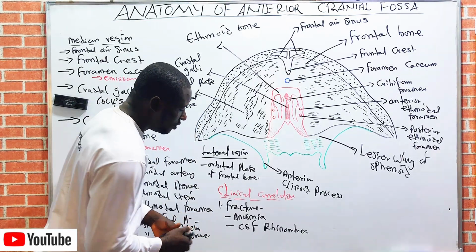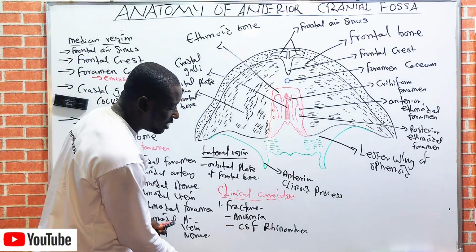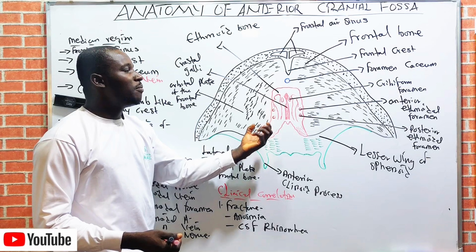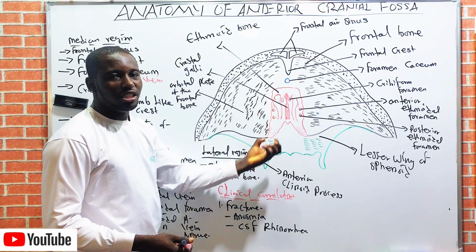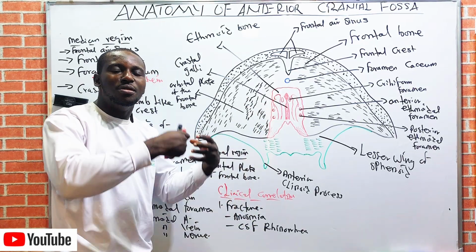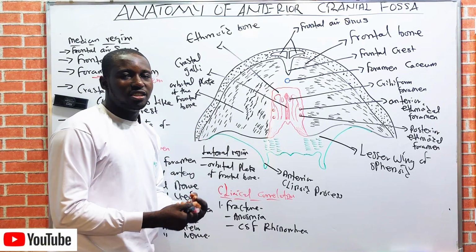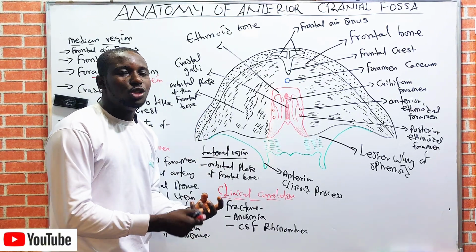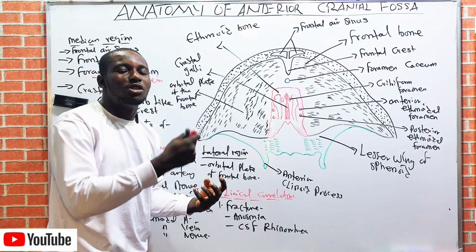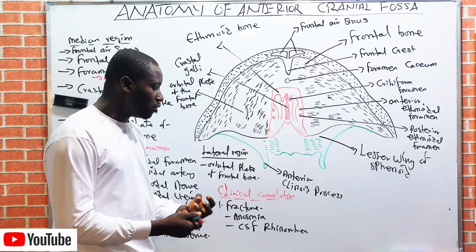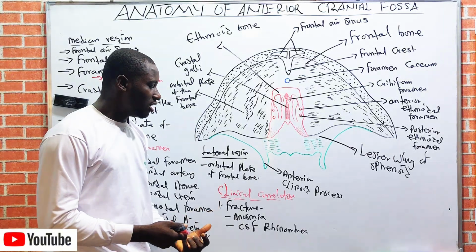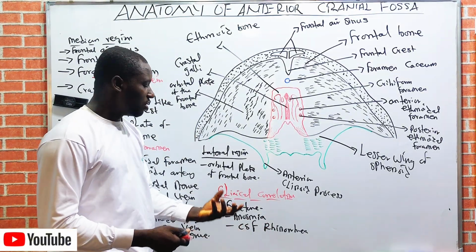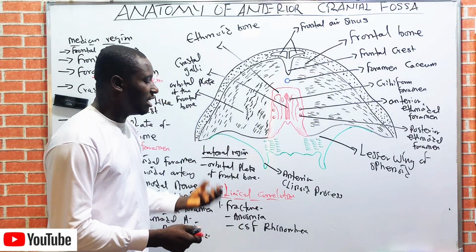Then the second one is cerebrospinal fluid rhinorrhea, because fracture of the cribriform plate or the anterior cranial cavity will lead to the tearing of the meninges, and when the meninges tear, the CSF will start leaking. It will cause leakage of the cerebrospinal fluid, which will drain into the what? The nasal cavity, causing CSF rhinorrhea. That is the clinical condition associated with the anterior cranial fossa.